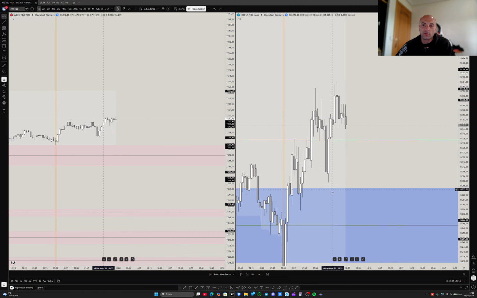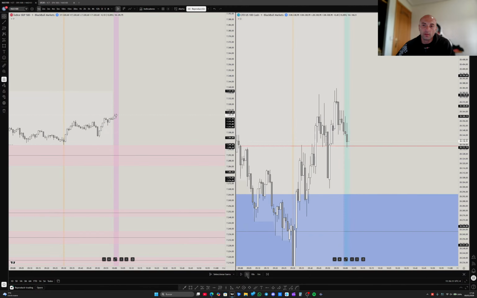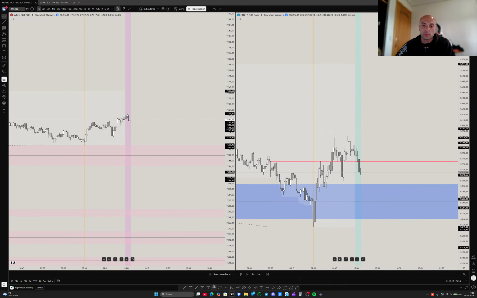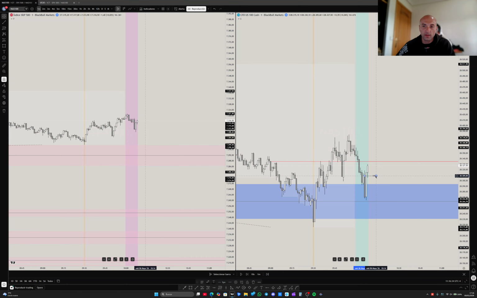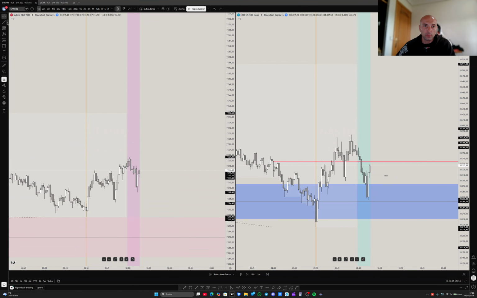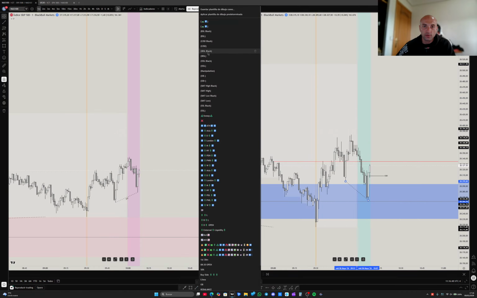I want to see some form of manipulation, and then after the last manipulation from 10 a.m., some change in the state of delivery. I was just waiting for a change in the state, which is right there. This is the change in state on the 1 minute, coupled with an SMT, which gets confirmed by the change in state. And that was the reason for my entry.